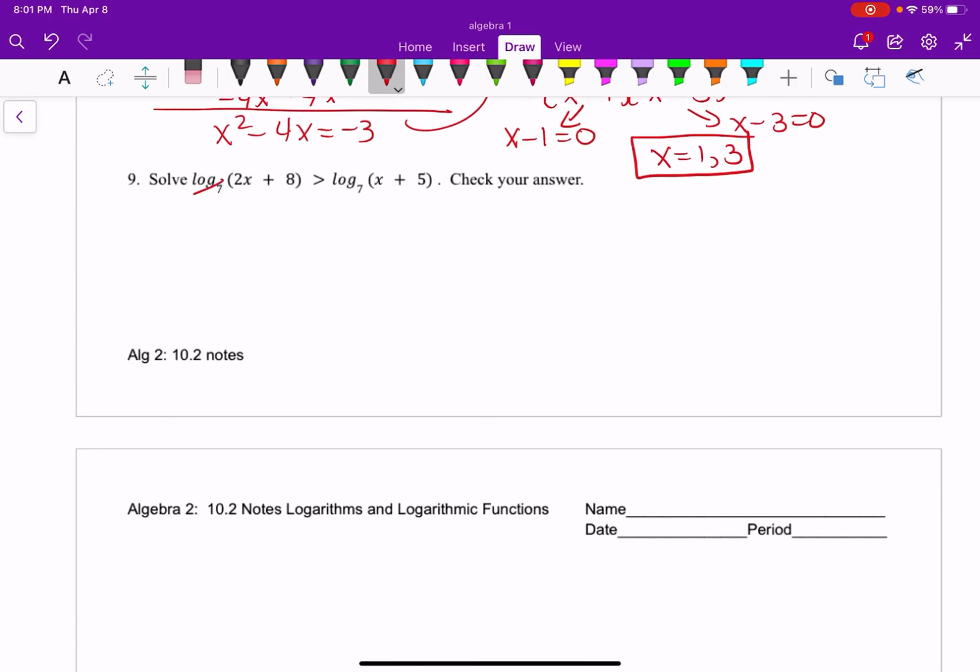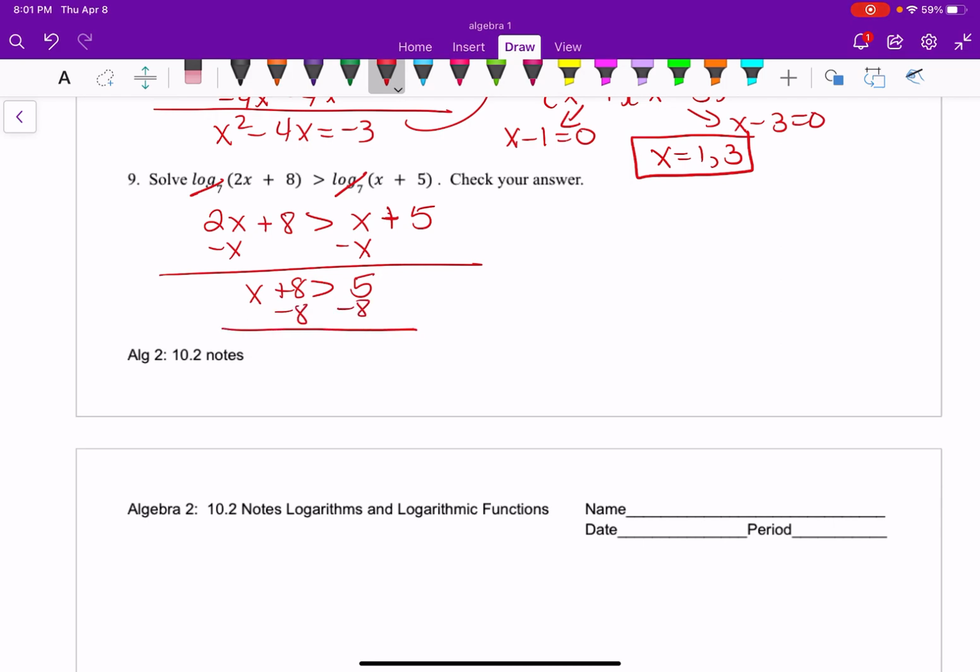The bases are the same. Therefore, we can say 2x plus 8 is greater than x plus 5. This is not a quadratic, so we can just solve it. I'm going to subtract x. X plus 8 is greater than 5. Subtract 8. X is greater than negative 3. What you have to make sure when you check your answer is that if you put this back into either of them, that it doesn't make you take a log of a negative or a log of 0.